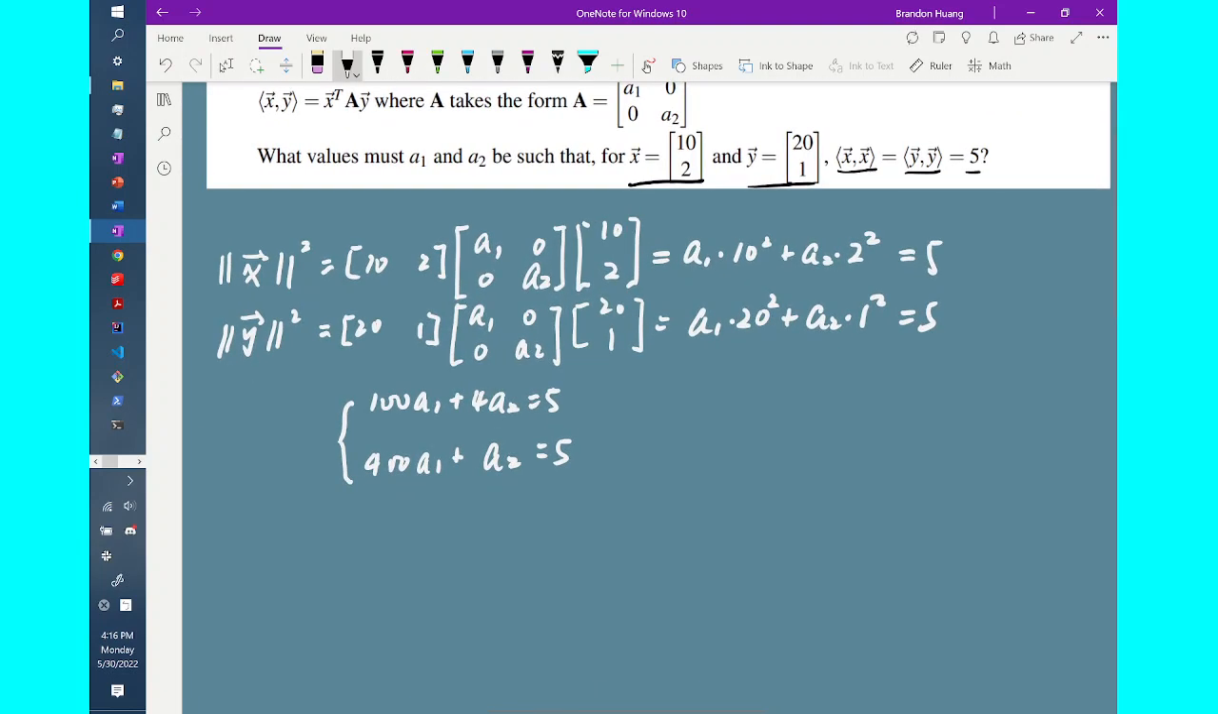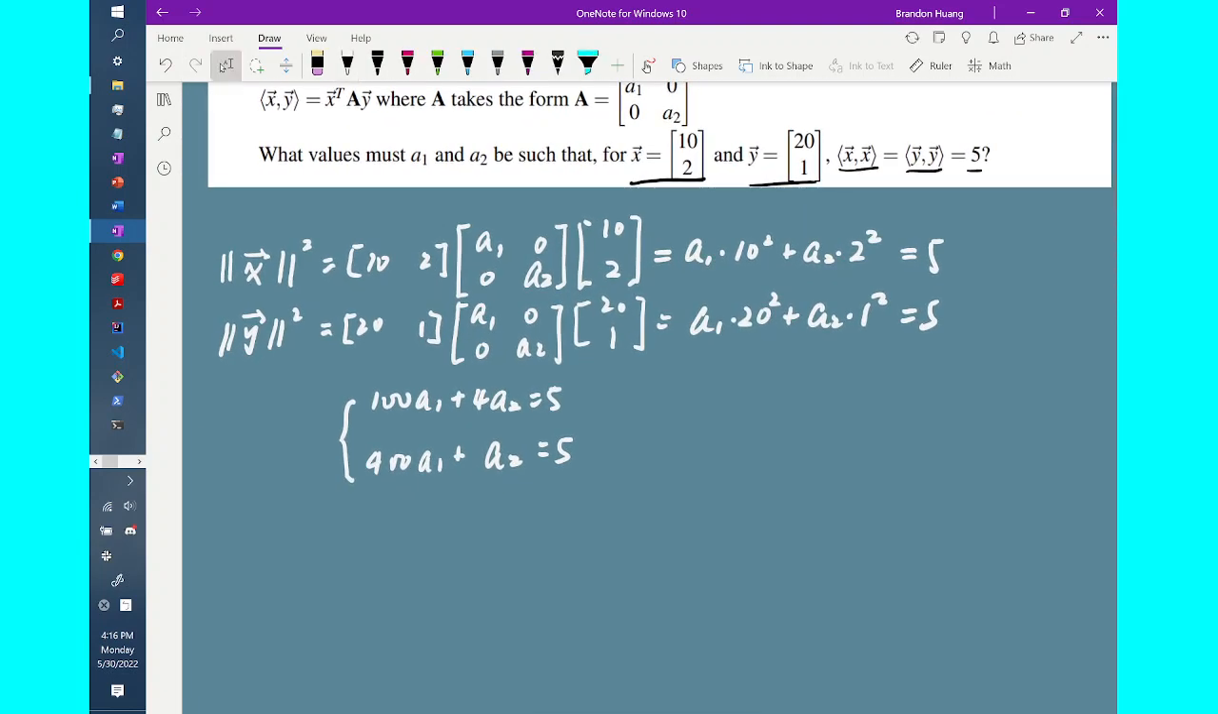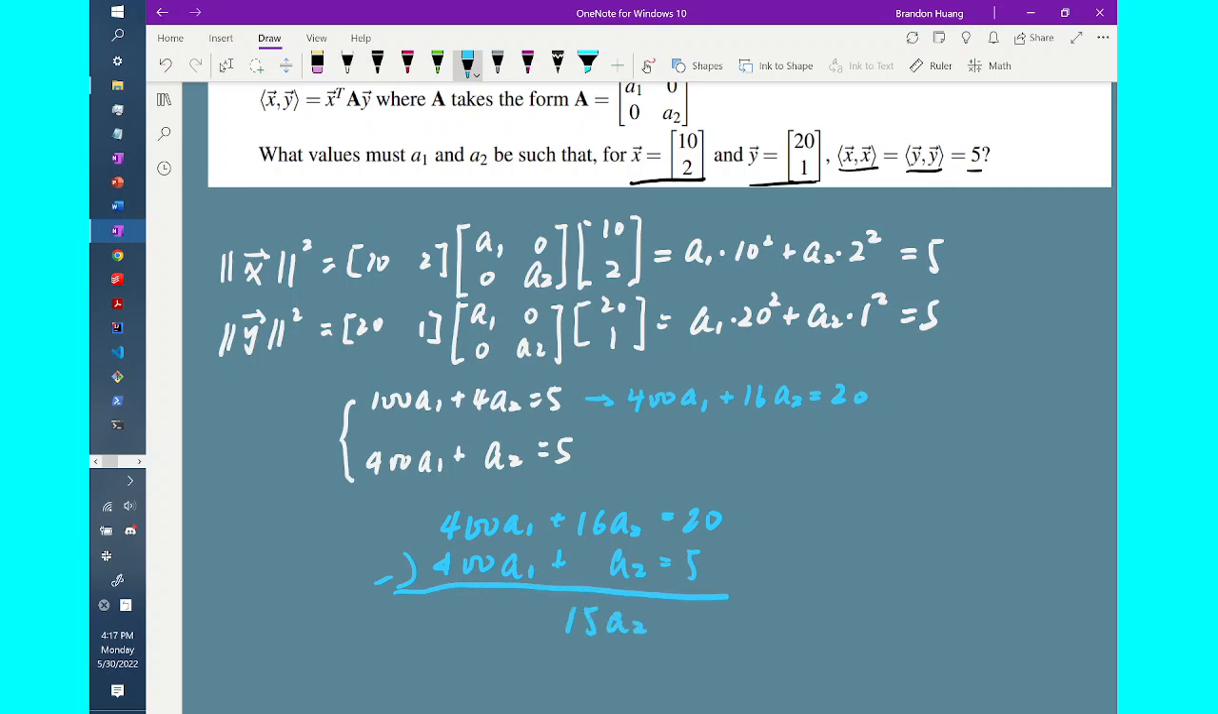So I can either build a matrix vector multiplication system with this, or I can just directly start solving it. And the way I'll do that is multiply the first equation by 4, so I can subtract these two equations and get rid of the A1 term. Or actually, since I multiplied by 4, this should be 20 instead. Okay, I'm going to subtract these equations. And I'll get that 15a2 is equal to 15, so a2 is equal to 1.